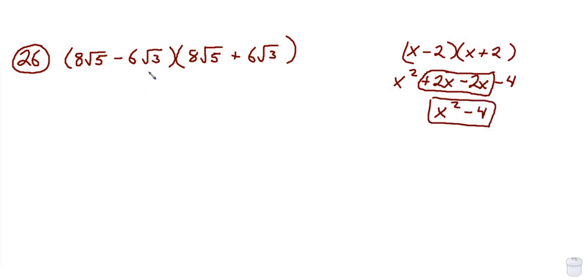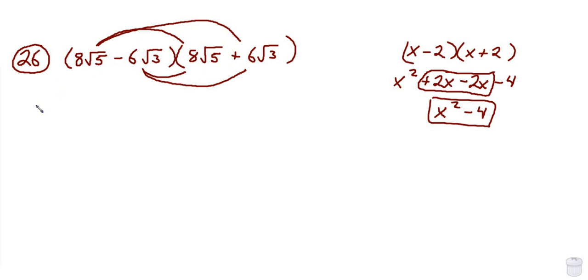Right, so let's apply that to multiplying these binomial radicals, as we call them. So I've got to distribute my 8 square roots of 5 with the 8 square roots of 5 and the 6 square roots of 3. And then I got to distribute that negative 6 square roots of 3 with the 8 square roots of 5 and the negative 6 square roots of 3 times the positive 6 square roots of 3. Okay, so let's go ahead and do that.